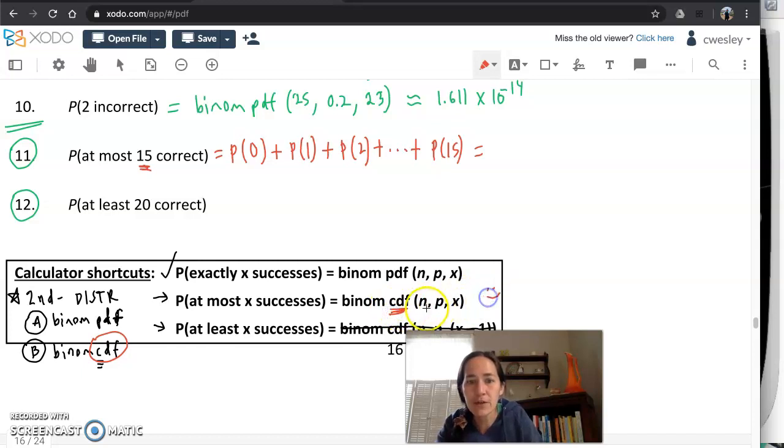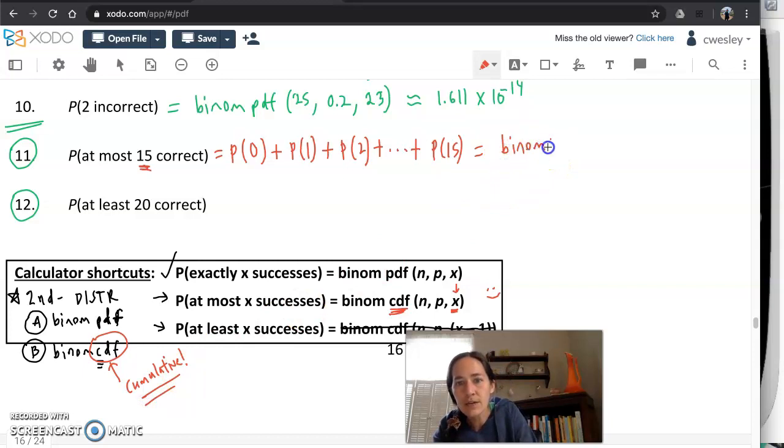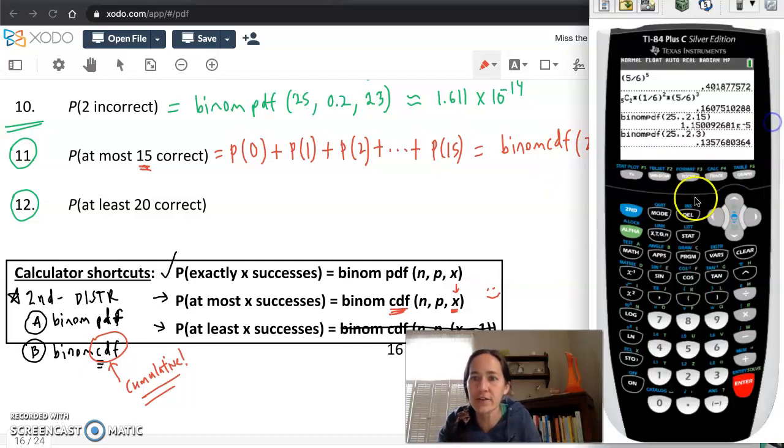You can type in your number of trials and probability of success, and then this is going to add up all the cases from 0 to X, since C stands for cumulative. So that is perfect. It's going to be a huge time saver. Here's the work you show: binom CDF instead of PDF, and let's still do 25, comma, 0.2, comma, 15. We're adding up all the cases from 0 through 15, and we'll let the calculator do the work.